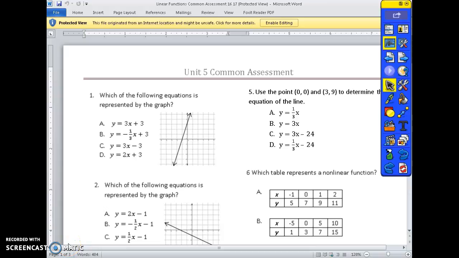Alright, this is the unit test for linear functions. It should be unit 2. Number 1 says, which of the following is represented by the graph?